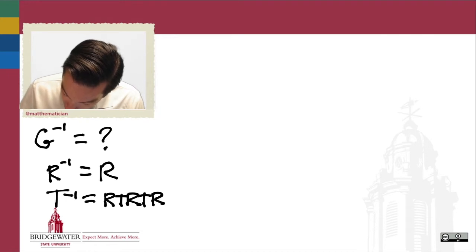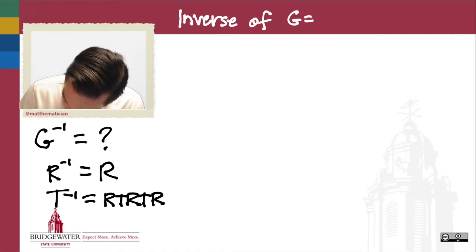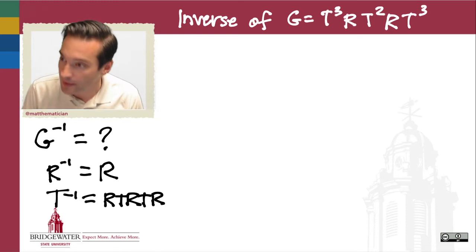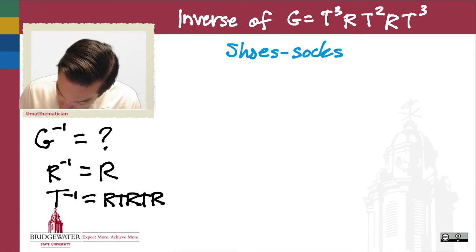And so if I wanted to find an inverse for my tangle that's inside of this Ziploc bag, and the tangle inside my Ziploc bag was T to the 3rd power, R, T to the 2nd power, R, T to the third power. So if I wanted to find an inverse of that, what could I do? I could do the same thing that we did with braids. We could shoes and socks it.